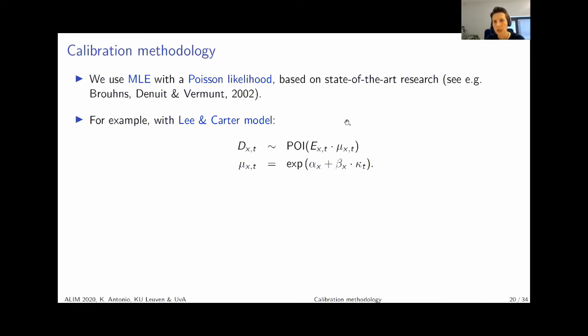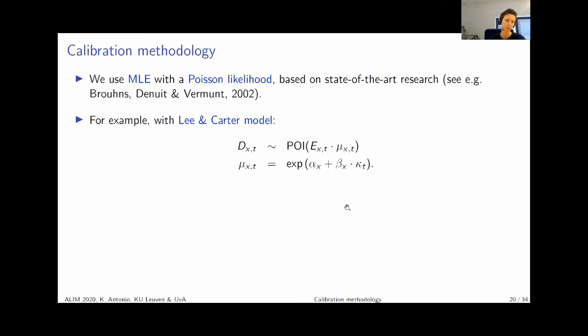And if you remember how we calibrated the Lee-Carter model, for Lee-Carter what we proposed was that the number of deaths at age x in period t is Poisson distributed, with as the mean of my Poisson distribution my exposure to risk at age x, period t, multiplied with the force of mortality at age x, period t. And this force of mortality was then written as the exponential function evaluated in my Lee-Carter specification, right? I write it here with an alpha x and a beta x and kappa t, but that's just a matter of the notation that I'm using.